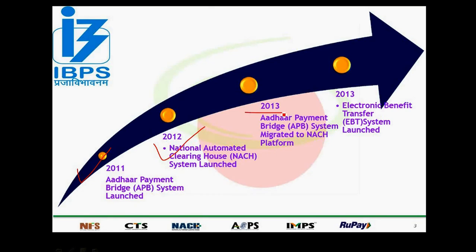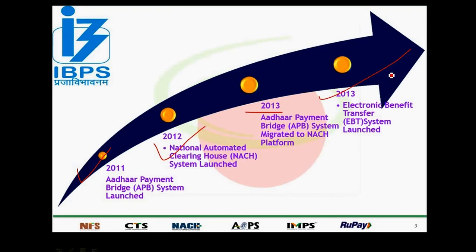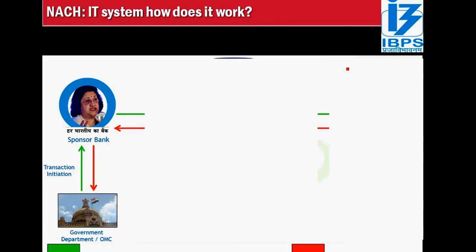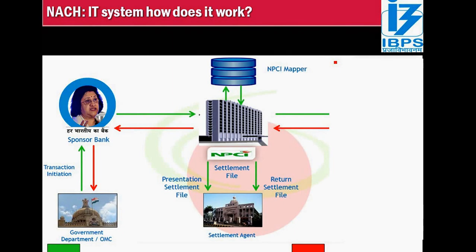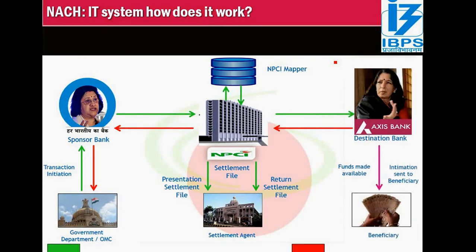development stages of the various systems. In 2011 the Aadhaar based bridge system was launched by the National Payments Corporation of India, and in 2012 they launched NACH, the National Automated Clearing House system, and in 2013 they launched the Aadhaar Payment Bridge System, which migrated to the NACH platform, and in 2013 they also developed the Electronic Benefit Transfer (EBT) system.